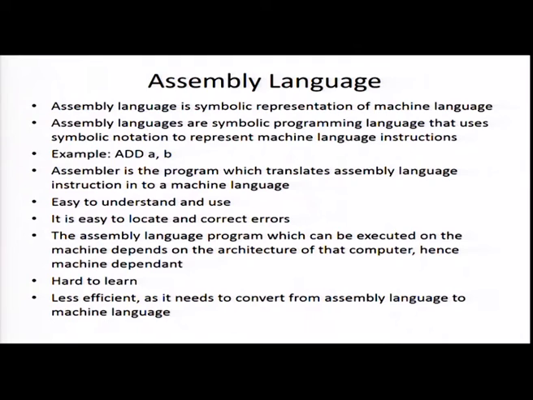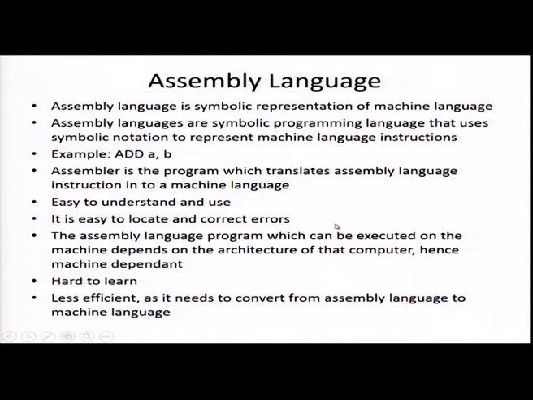Let us see about the assembly level language. The assembly level language is a symbolic representation of machine language. Assembly languages are the symbolic programming languages that use symbolic notation to represent the machine language instruction. For example, if we want to add two numbers present in variables called a and b, the notation that is used is add a comma b. So this is an example of the assembly level language.